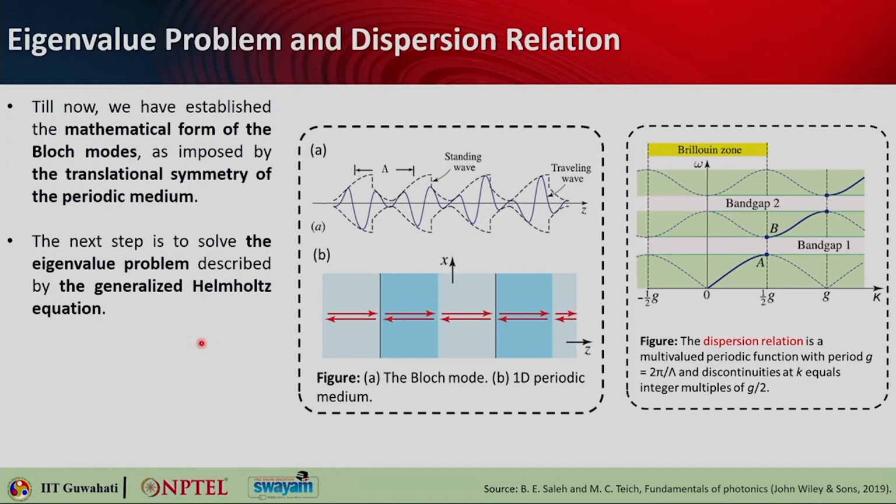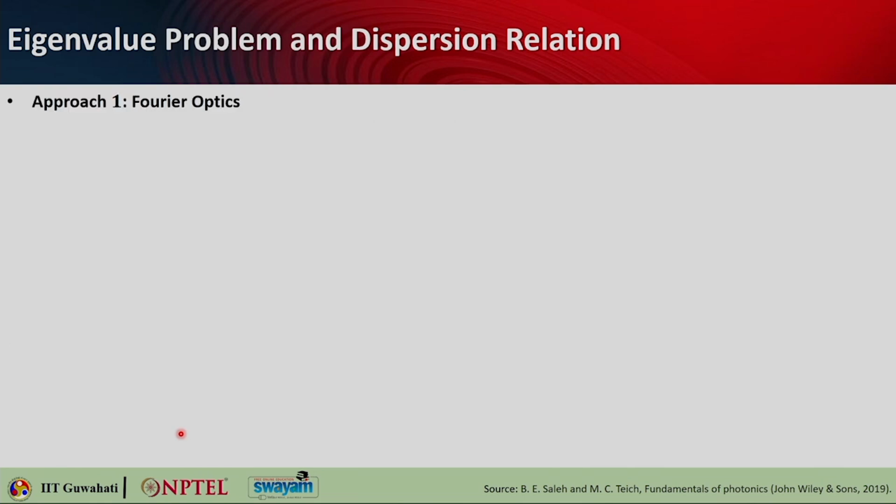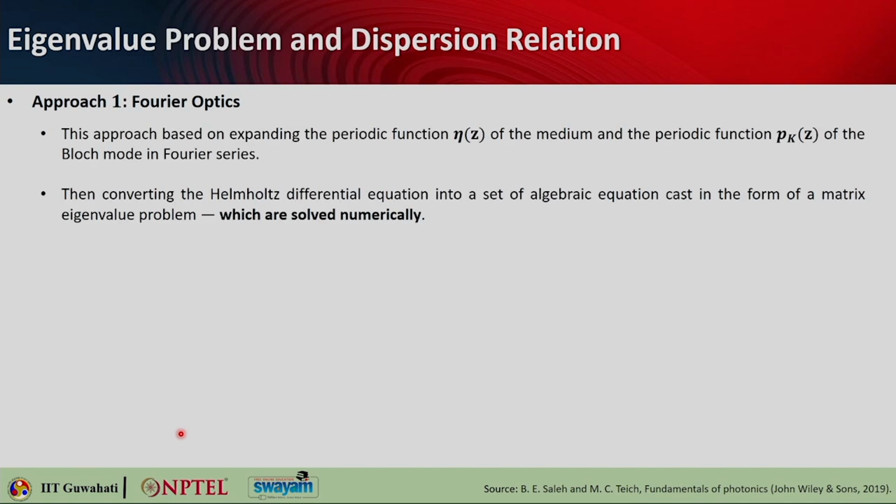So, our objective here is to know how we go to this particular dispersion relation starting from a 1D periodic medium. Our objective is to solve the eigenvalue problem described by the generalized Helmholtz equation for this 1D periodic system. For this there are two approaches, one is Fourier optics, another is matrix optics.